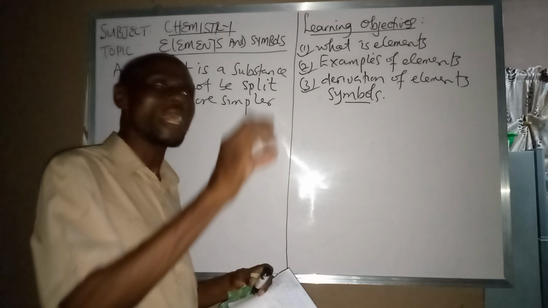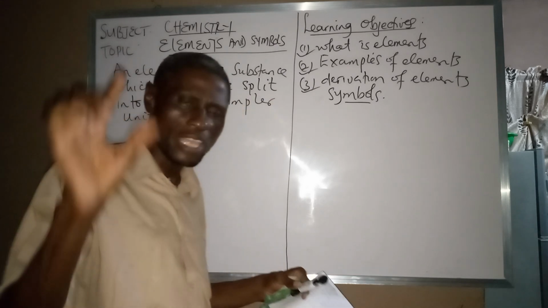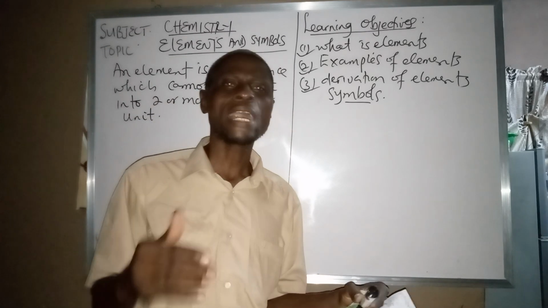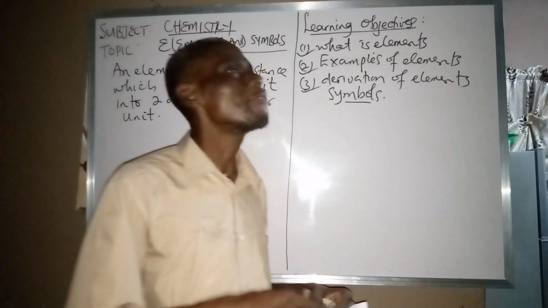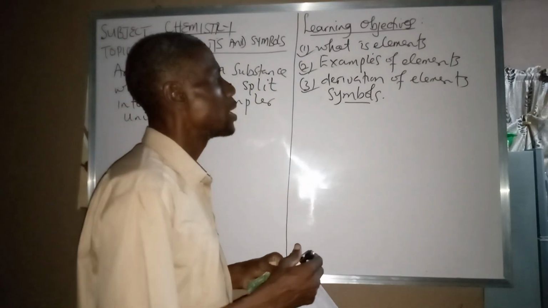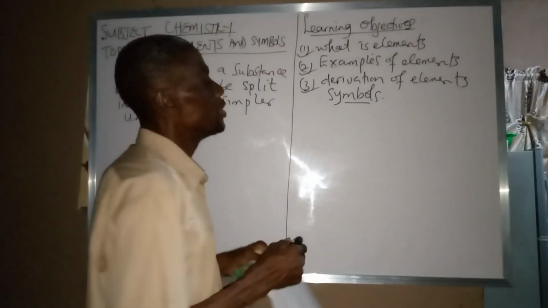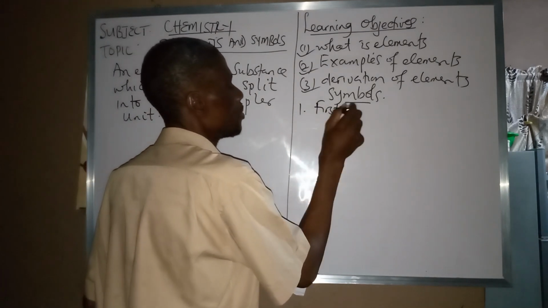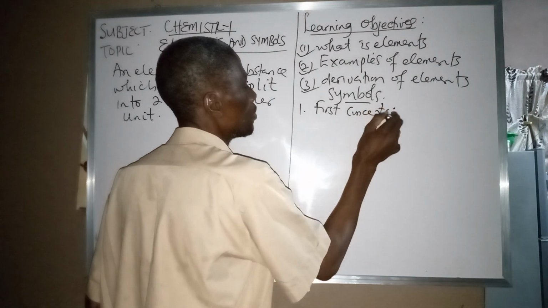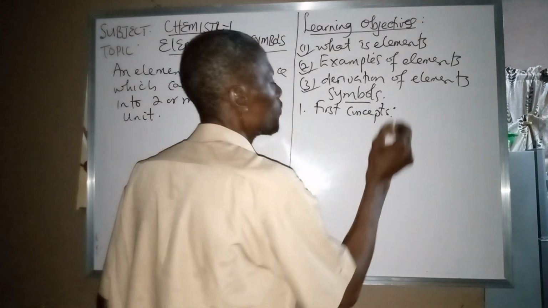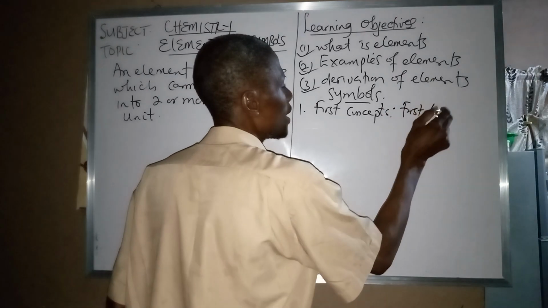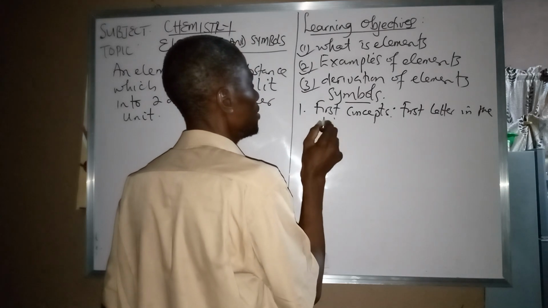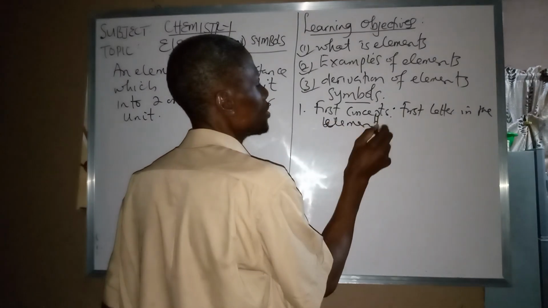This leads us to the derivation of element symbols. How do we get the symbol of these elements? Like we said, no two elements have the same symbol. Different elements have different symbols. Now we have principles or concepts which we normally use to derive the symbols of these elements. The first principle: we derive some symbols from the first letter in the element.